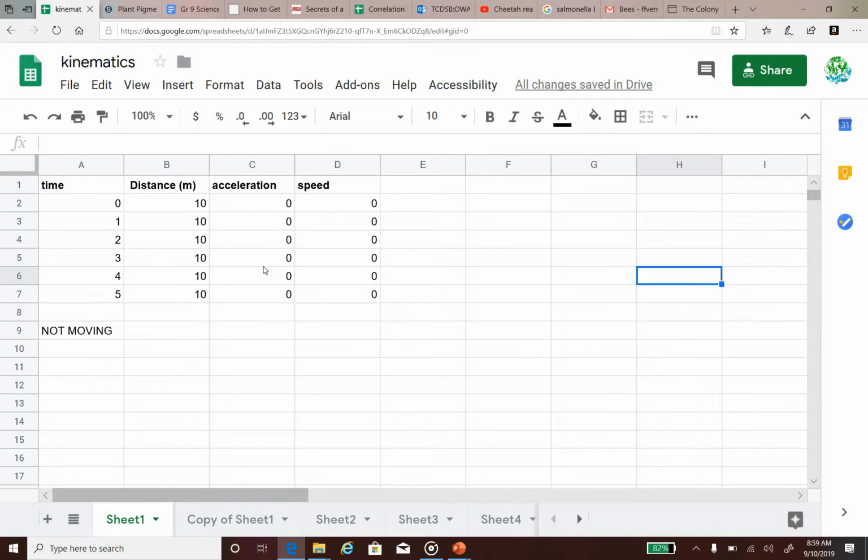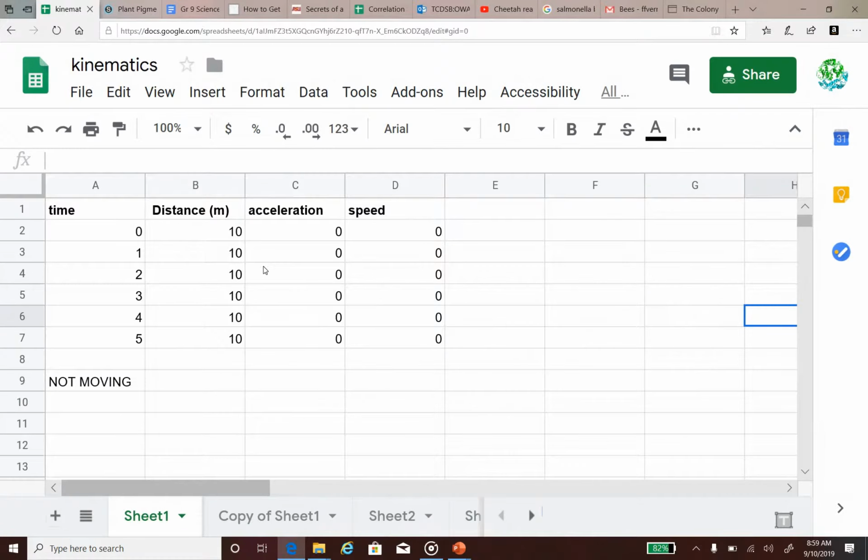I'm going to show you how you're going to graph your data, and then I'm going to show you kind of what it means. Okay? I'm going to show you some different scenarios for motion. The first one we're going to do is the easiest one. This is if something's not moving. That's really, really easy.